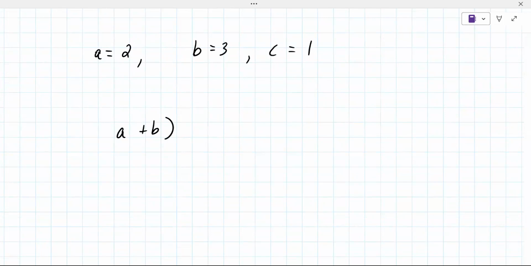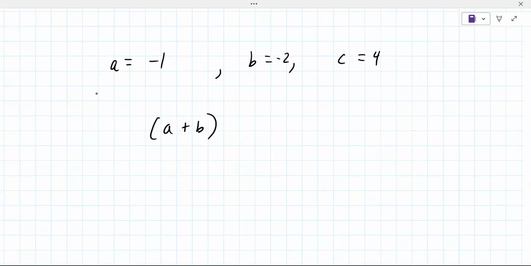Let's try something different. Let's say A equals 2 and B equals 3 and C equals 1 and I ask you to do A plus B plus C. So it would just be 5 plus 1. Yes. So that would be 6. Okay, good. All right, that's good.